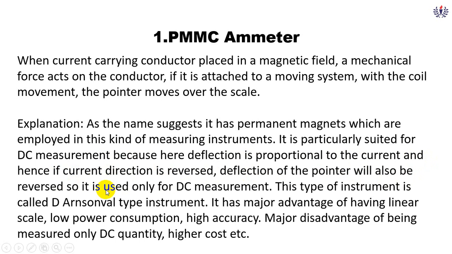So can it be used in AC? It is one of the big questions: why is the PMMC instrument not used in AC? AC is nothing but alternating current. If the direction of the current changes, what will happen? The pointer will be moving positive, negative, positive, negative, so there is no exact measurement. So it is only suitable for unidirectional quantities. That's why PMMC instruments are used only for the measurement of DC, and it works under the principle of the d'Arsonval type instrument. We will see that in the later slides.